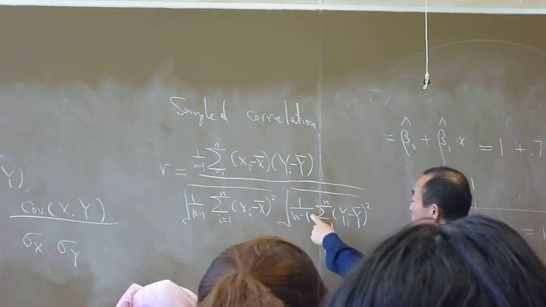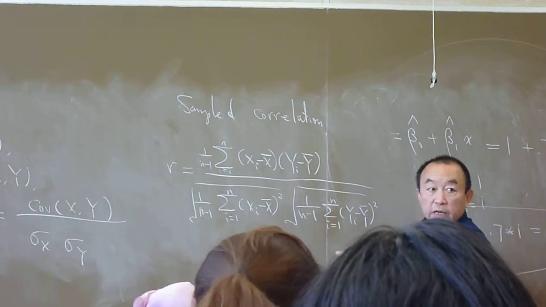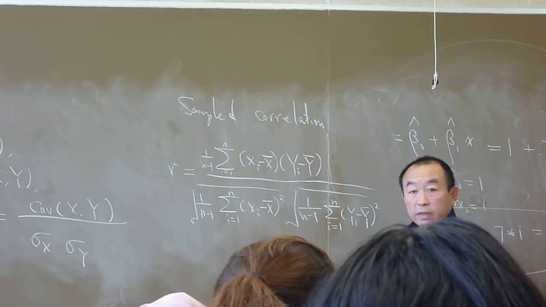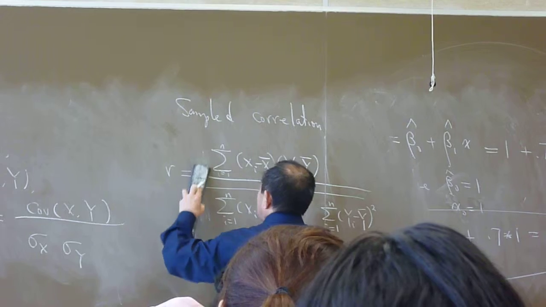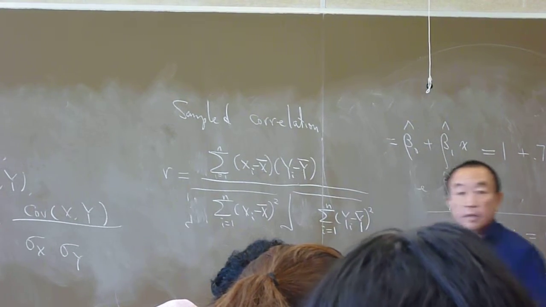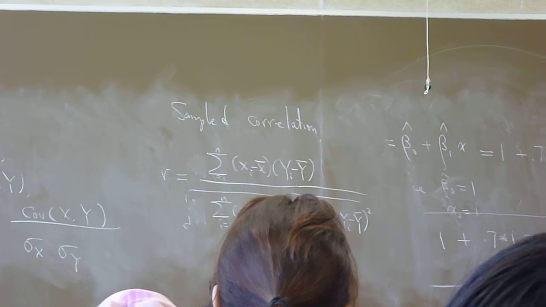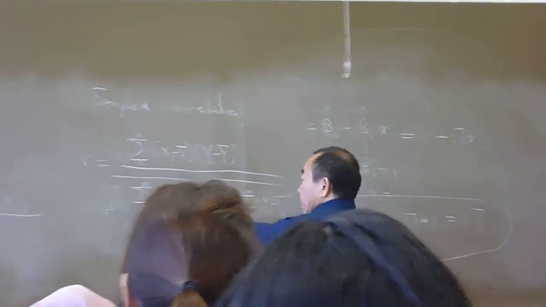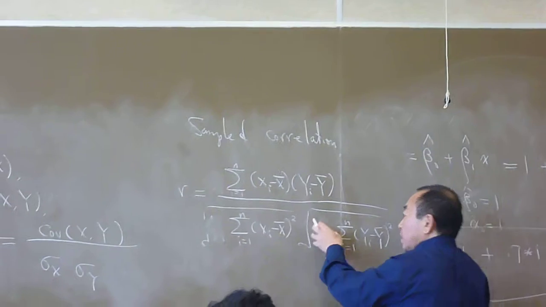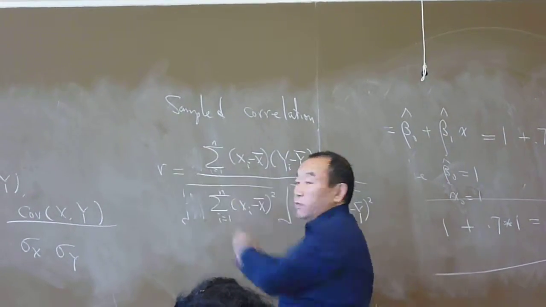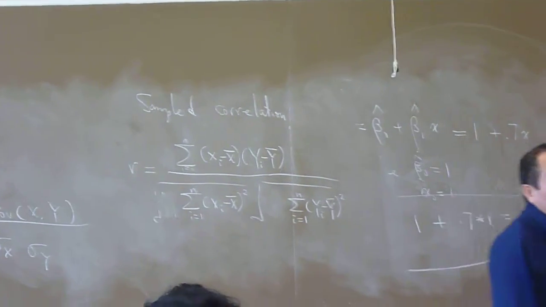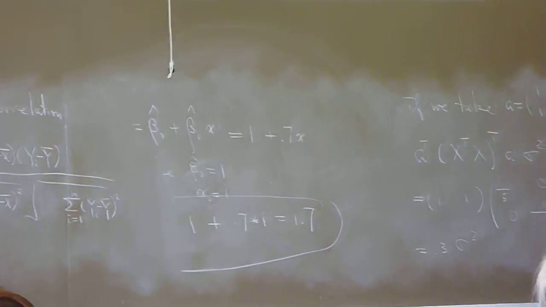But you see that 1 over n minus 1 actually appears everywhere, so you can take it out. Because there's a 1 over n minus 1 here and 1 over n minus 1 here, those two together give you a square, so the square root takes out the 1 over n minus 1 on the top. So it becomes something like this.